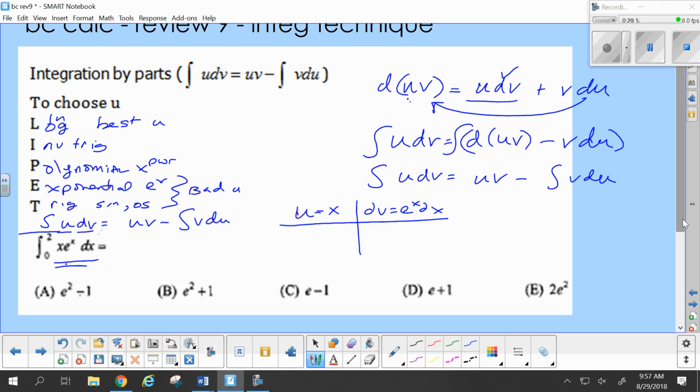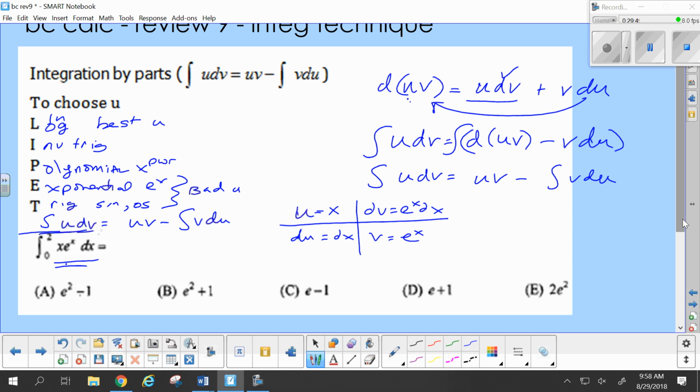Now, those have companions. If u is x, then du is dx. And if dv is e to the x dx, then the antiderivative v is e to the x. Don't sweat the constant. All right, now, with those four things, I can say this is equivalent to, or exchange it for, this, which should be easier to work with.